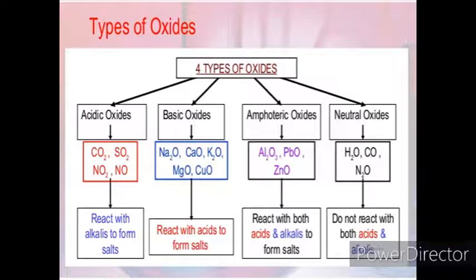So here we conclude that we have four types of oxides. One is acidic oxide, then basic oxide, then amphoteric oxide, and the last one is neutral oxide. Acidic oxides react with bases to form salt. Basic oxides react with acids to form salt. Amphoteric oxides react with both acids and bases to form salts. And neutral oxides do not react with either bases or acids.